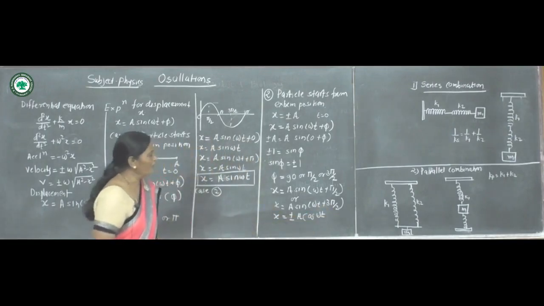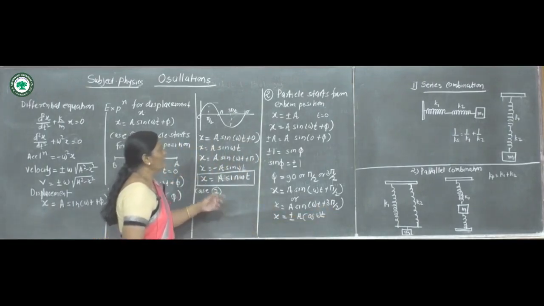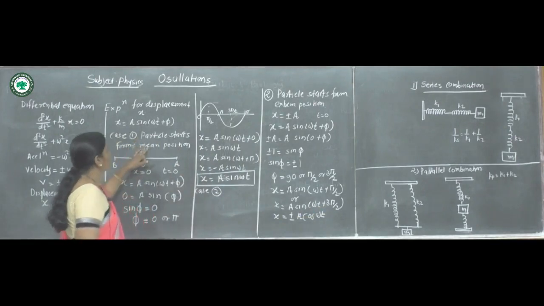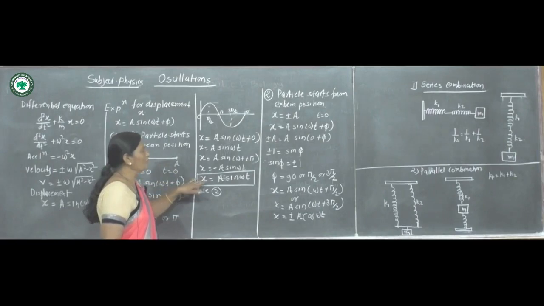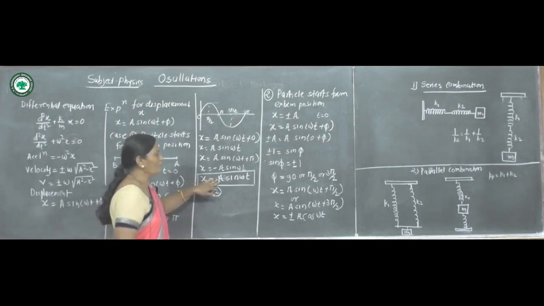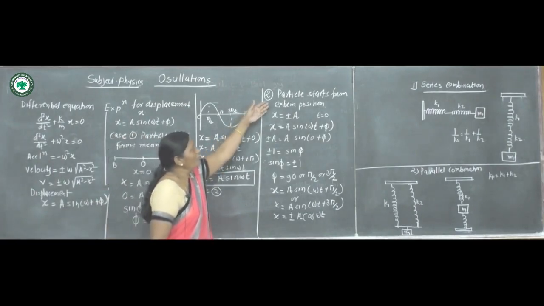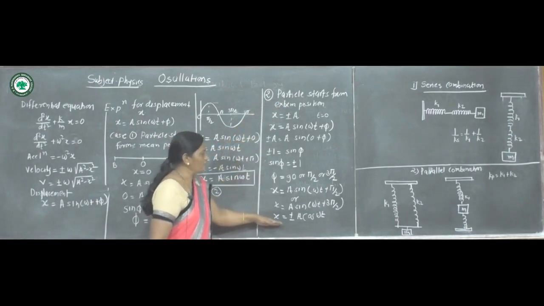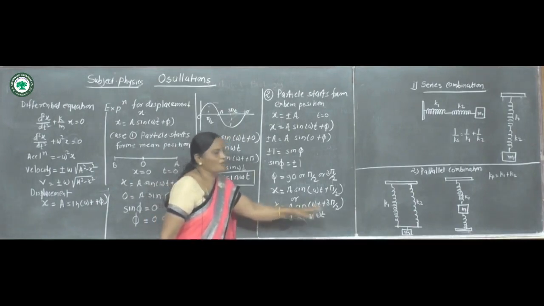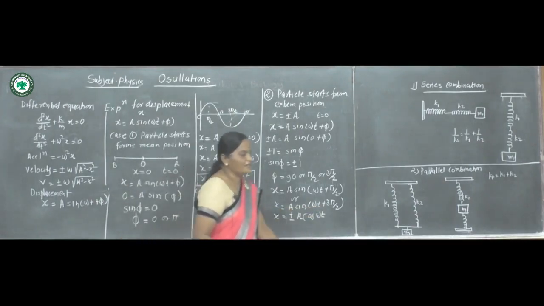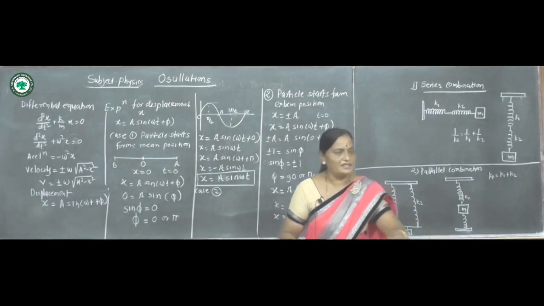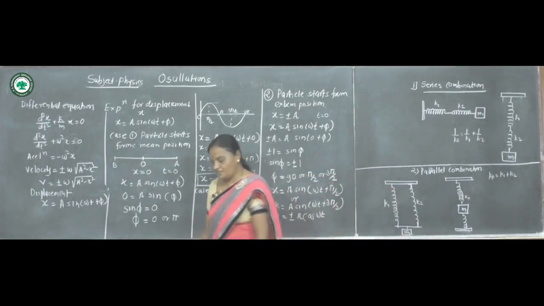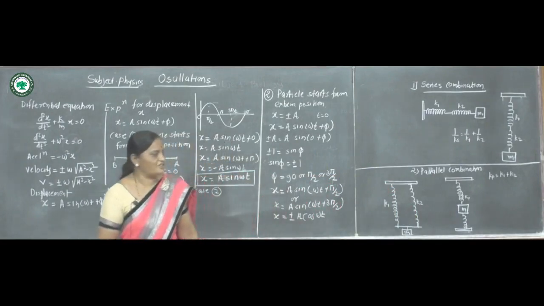A cos omega t, we can say, that is in case the particle starts from mean position, we get the equation x is equal to a sine omega t, and in case the particle starts from extreme position, we get the equation x is equal to a cos omega t. Now we consider the extreme values, maximum or minimum values of displacement, velocity and acceleration.